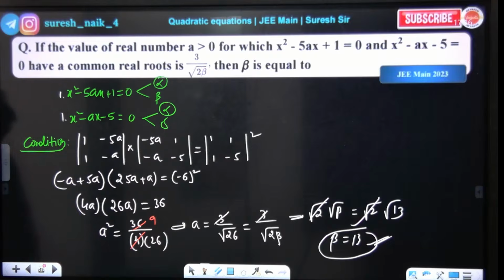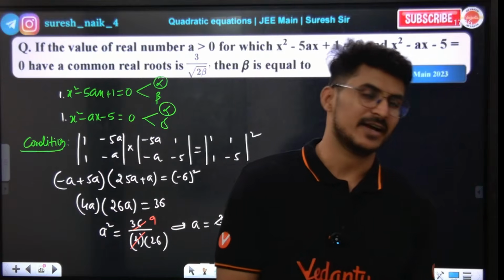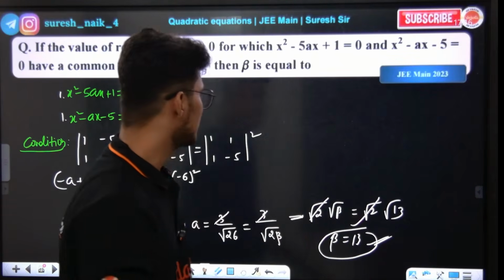Clear? Any doubts? Is that clear or not? Tell me. Hi Shavarinathan. Beta value is 13.